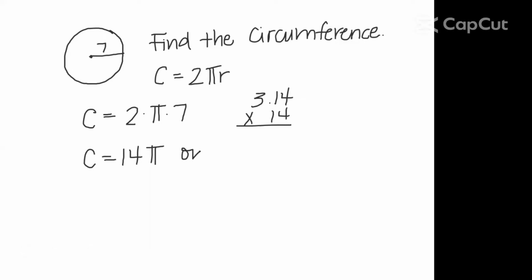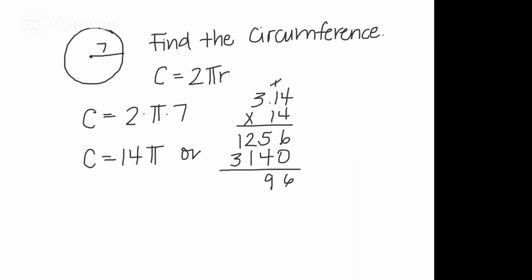So we have 4 times 4 is 16, carry the 1. 4 times 1 plus 1 is 5. 4 times 3 is 12, placeholder 0. 1 times 4, 1 times 1, 1 times 3. 6, 9, 3, 4. 2 numbers behind the decimal point in my question and in my answer as well. So 43.96. Very, very good.